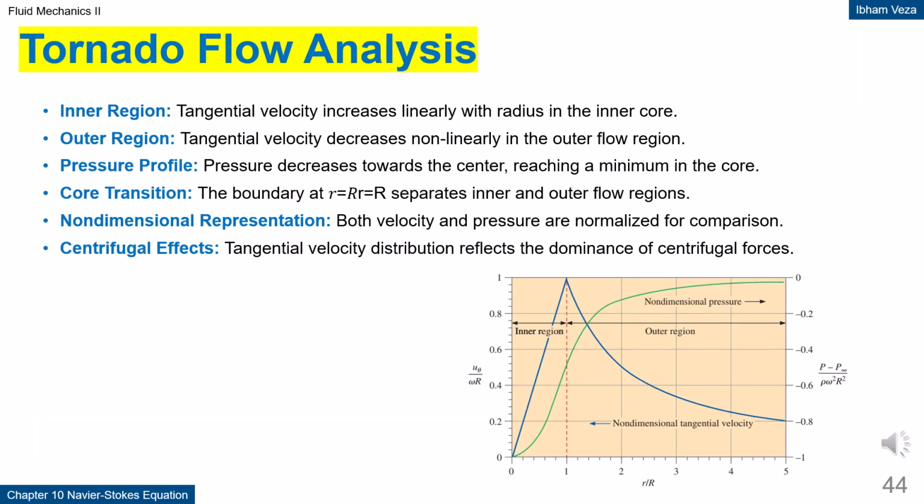Tornado flow analysis. Tornado flow analysis shows that tangential velocity increases linearly in the core region and decreases in the outer region. Pressure decreases toward the center and reaches a minimum in the core. The boundary at radius R separates these two different flow characteristics. By using non-dimensional forms, velocity and pressure profiles can be compared in a general way. This model provides a simple yet powerful picture of rotating flow structure.